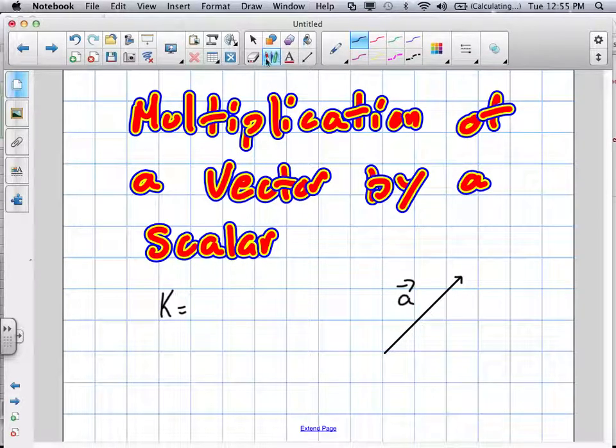In fact, we'll write a couple of rules out for it. If k is greater than 0, it's the same direction.